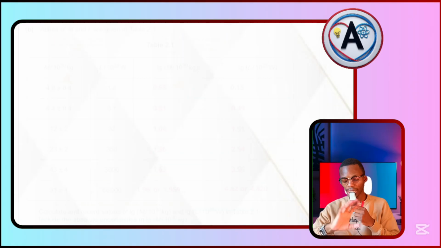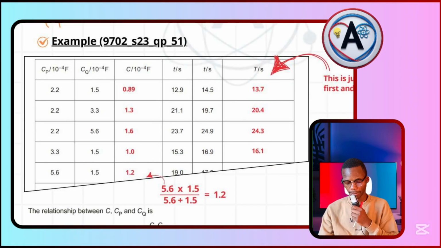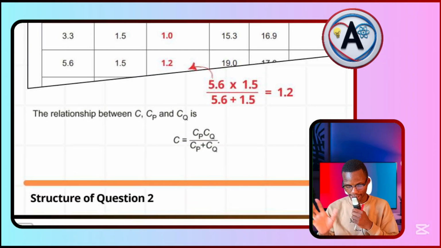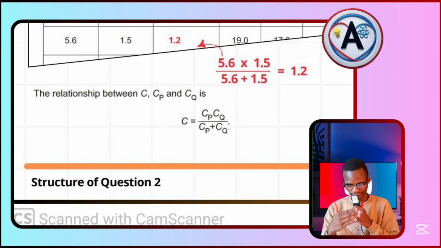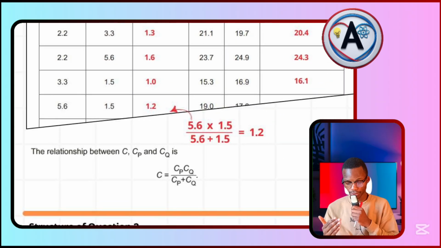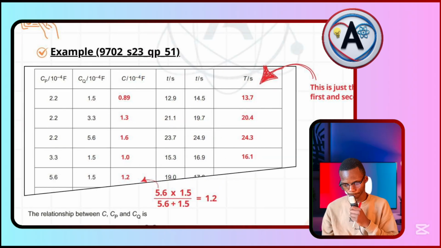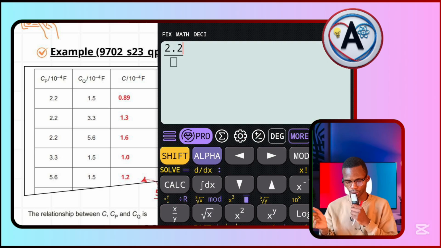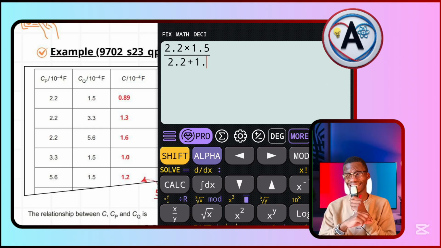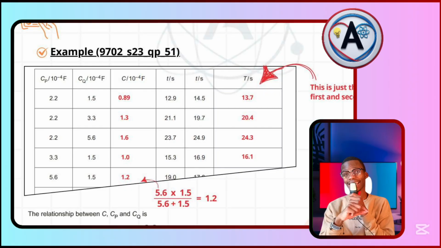It comes from May/June 2023, question paper 5.1. You've been given the relationship between C, CP, and CQ. In your graph, you're given CP, you're given CQ, and asked to calculate C. C out of 10. And that big T is basically the mean time. So to calculate C, it's a calculated value. You're going to take CP for the first one. It's 5.6, for example, 2.2 times 1.5 divided by 2.2 plus 1.5, and you're going to get 0.89. This is a calculated value.